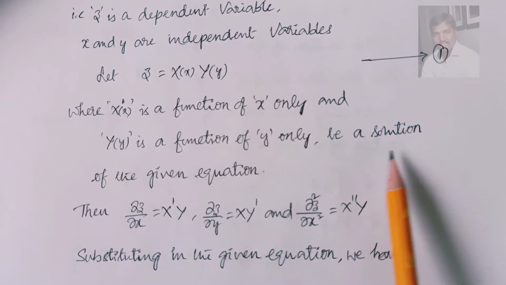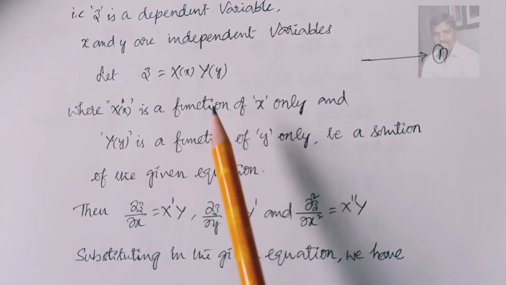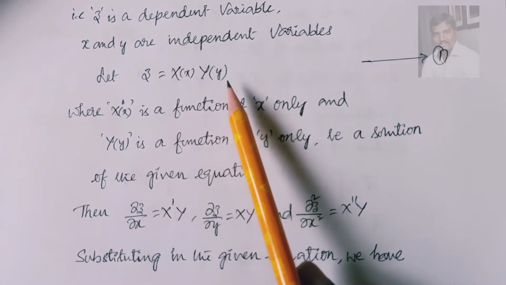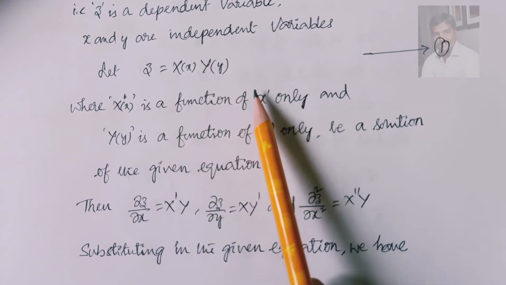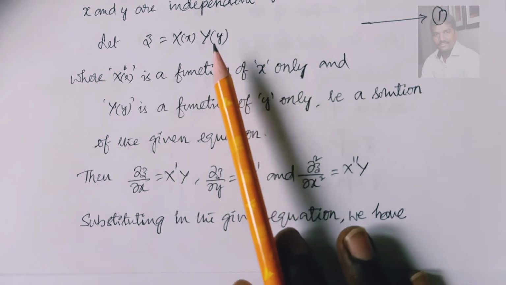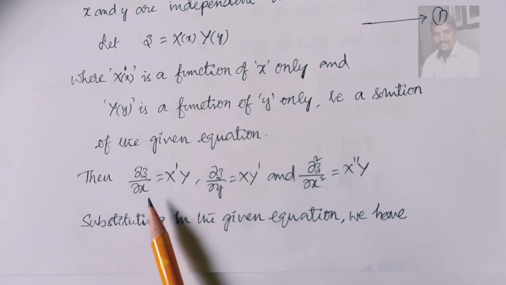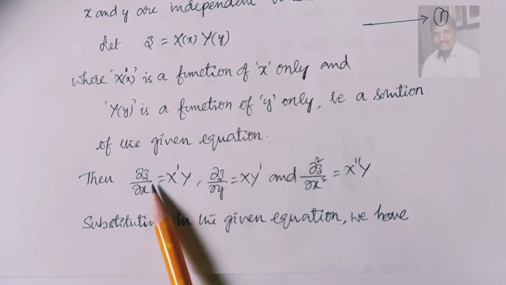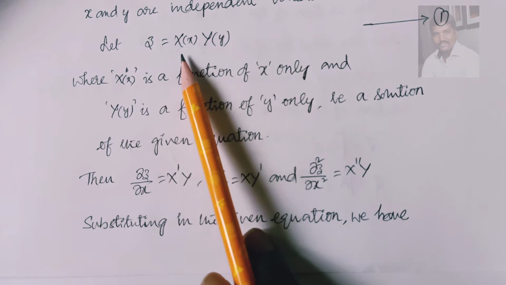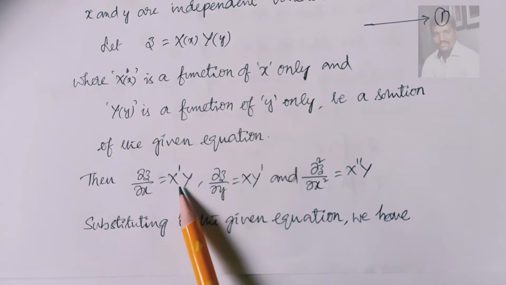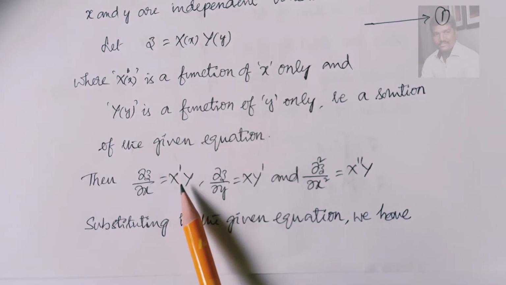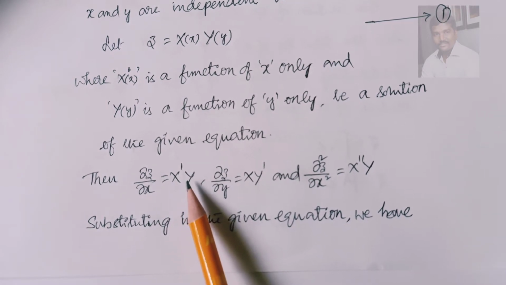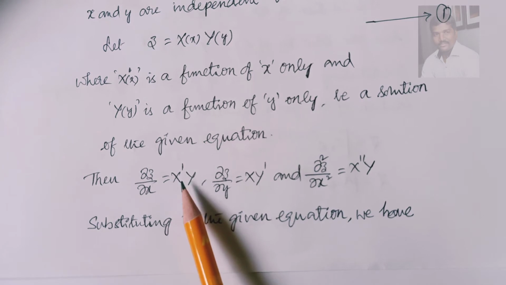Now let z = X·Y be the solution of the given equation. We are just assuming. Now differentiate this with respect to x. Then ∂z/∂x is equal to X' into Y, where X' is just the derivative of the function X.